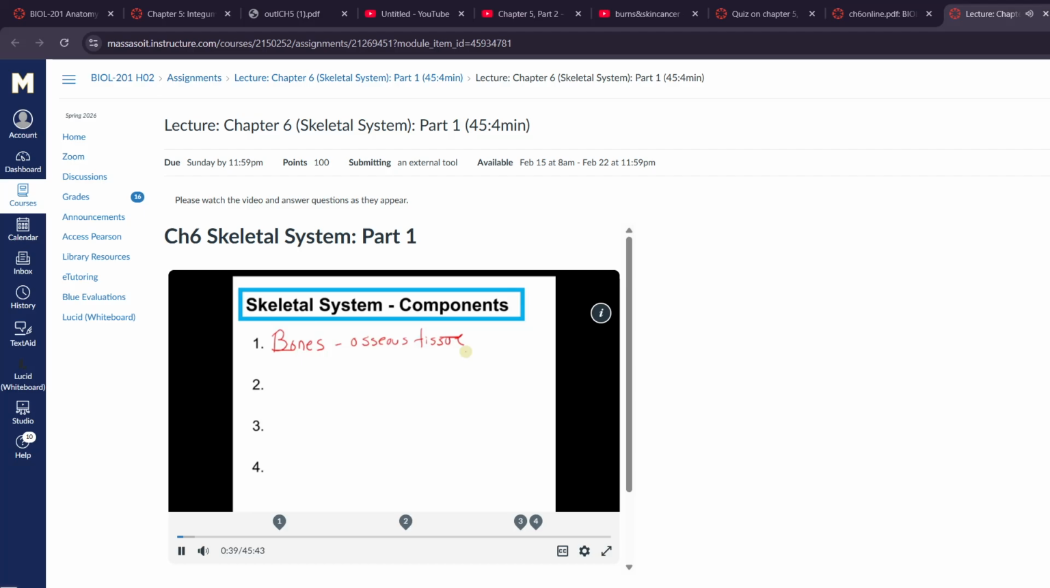Now another component of the skeletal system is joints. Joints are where two or more bones connect. And we'll be talking more about joints in Chapter 9. Another component is cartilage. And we've talked about cartilage, or you've seen hyaline cartilage in the tissues chapter. And lastly, we have ligaments. Remember that ligaments connect bone to bone.